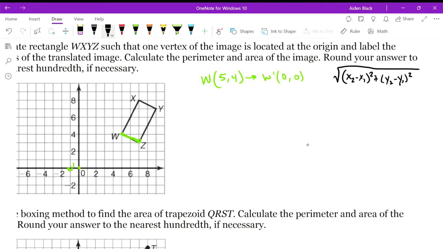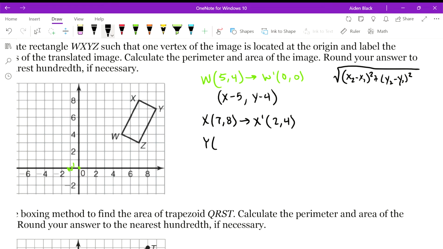So imagine we translated this whole rectangle the same distance and direction we did with W. So the idea here is we moved it to the left 5 and we moved it down 4. So I'll do that to all these points. I know X is located at 7, 8. So X prime, our new point, should be located at 2, 4.